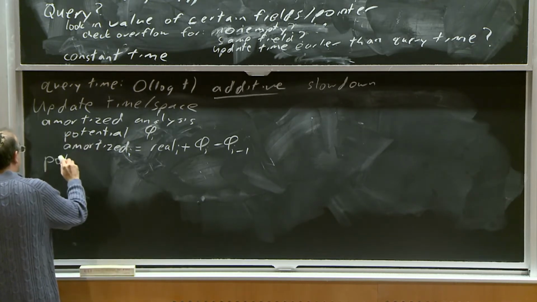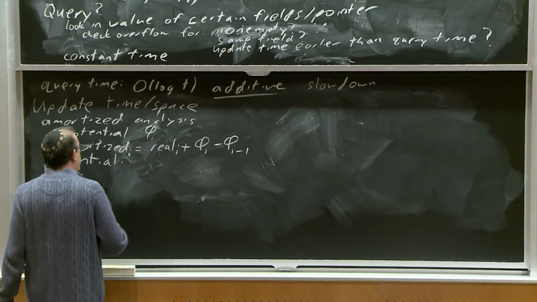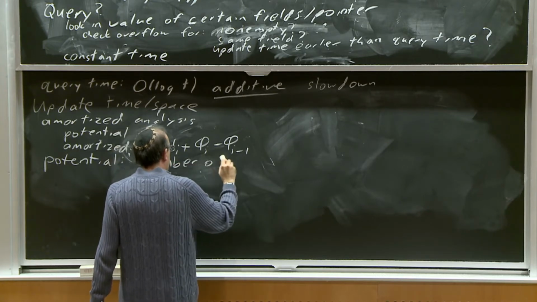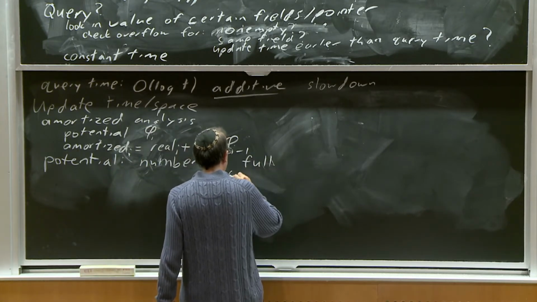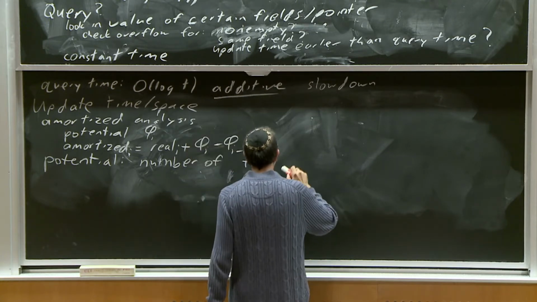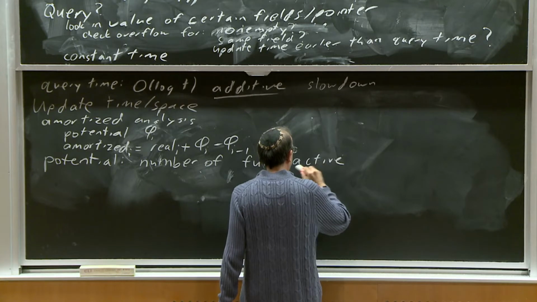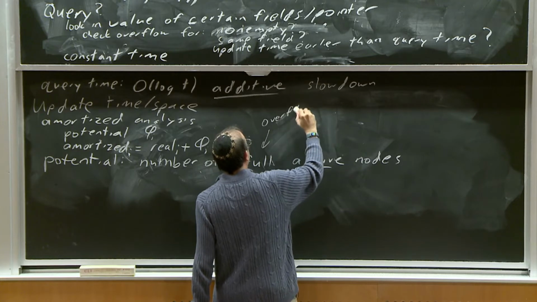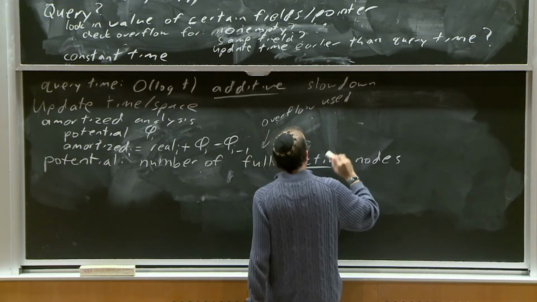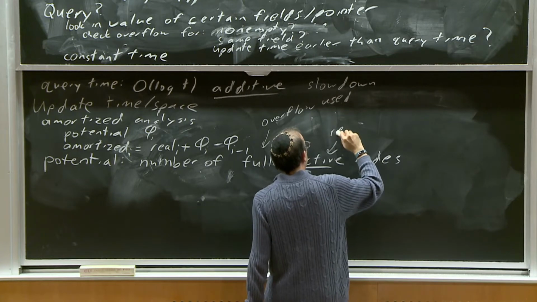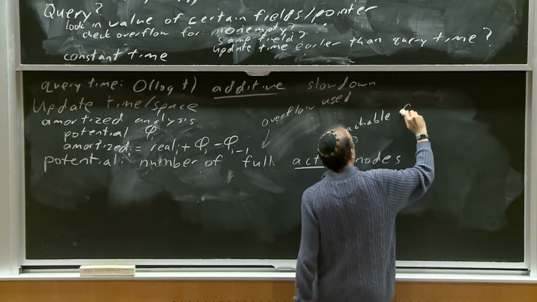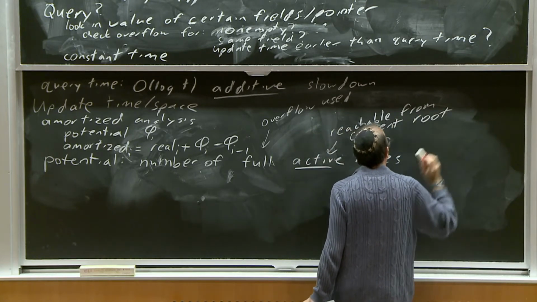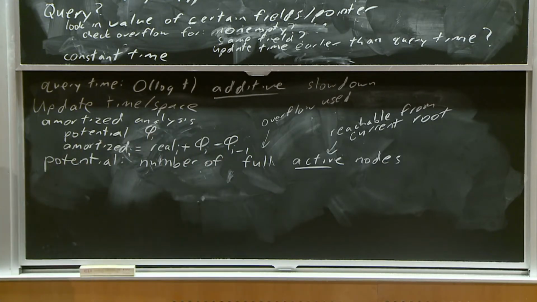So our potential function is simply going to be the number of full, which is to say their overflow field is in use, active nodes. So full just means the overflow is used, and active means that it is reachable from the current root, whatever the current root time is. Okay?